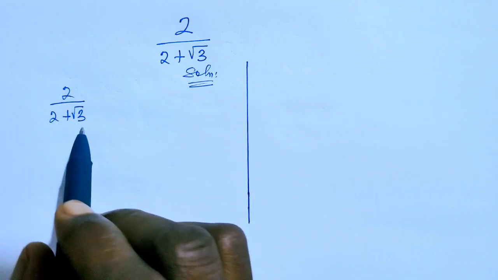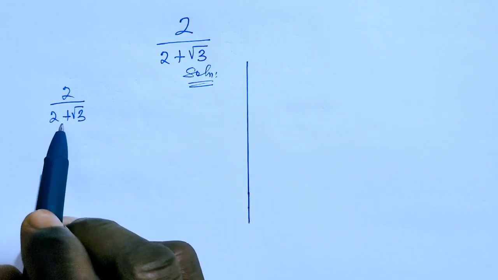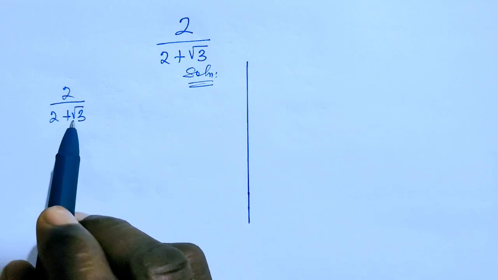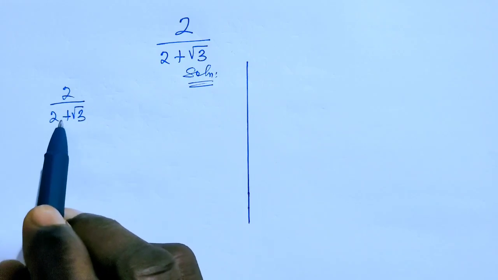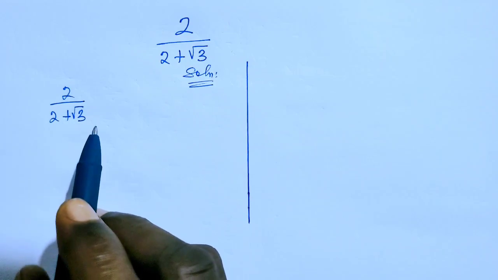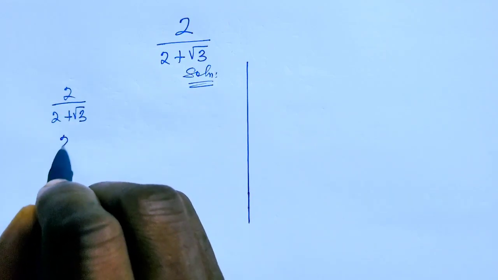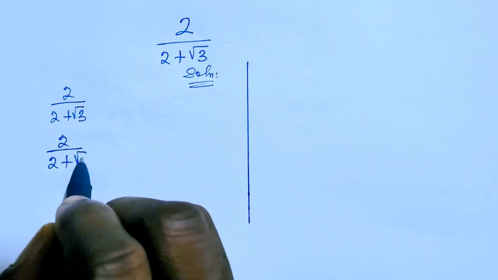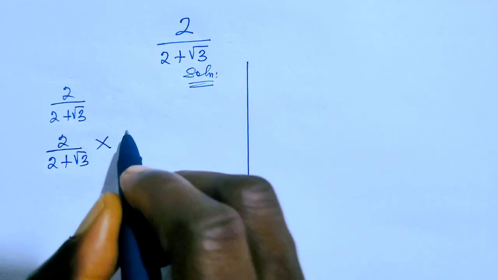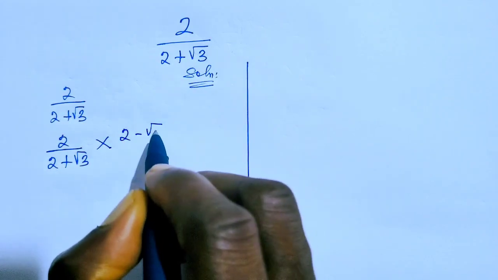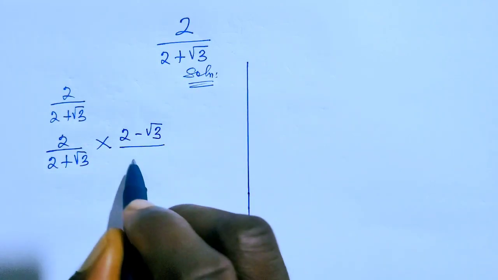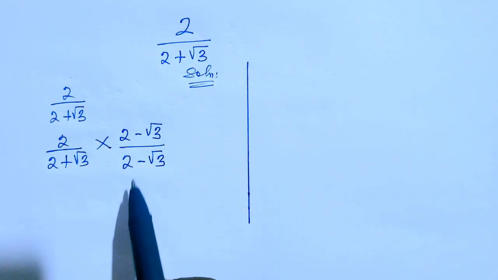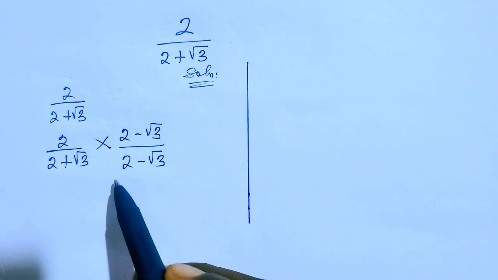of this original expression. The conjugate of 2 plus root 3 is 2 minus root 3. It's just for you to replace this positive sign with a negative sign. Now the expression becomes 2 all over 2 plus root 3 multiplied by the conjugate, which is 2 minus root 3 divided by 2 minus root 3. At this point, nothing changes here.